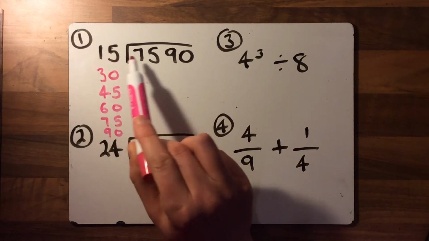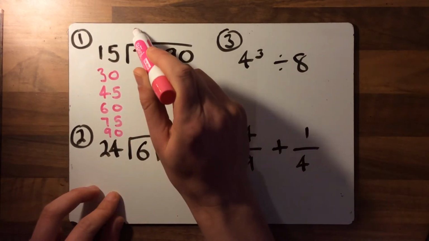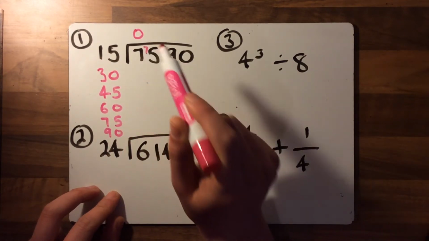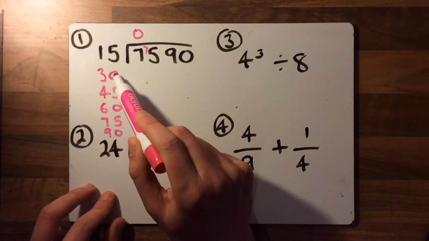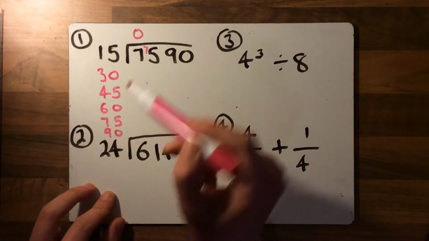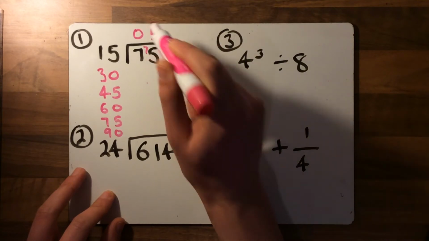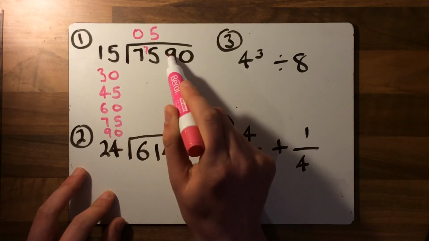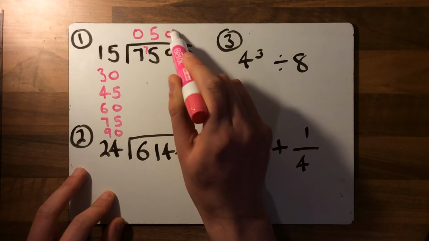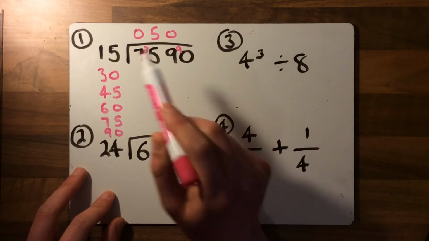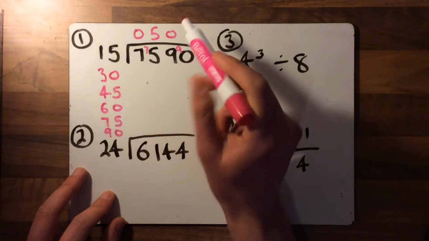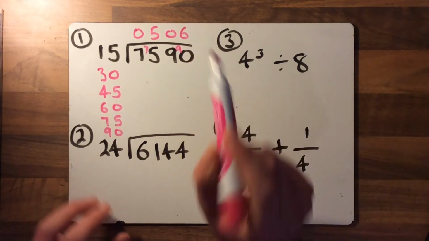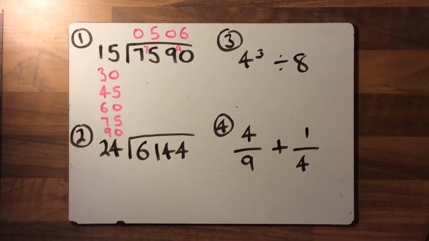So how many times does 15 go into 7? It doesn't. Put the 0 there, carry that 7 across. How many times does 15 go into 75? Goes in once, twice, 3, 4, 5 times. How many times does 15 go into 9? It doesn't. And the 9 gets carried over. How many times does 15 go into 90? 1, 2, 3, 4, 5, 6. So you can see it got to an answer there of 506.